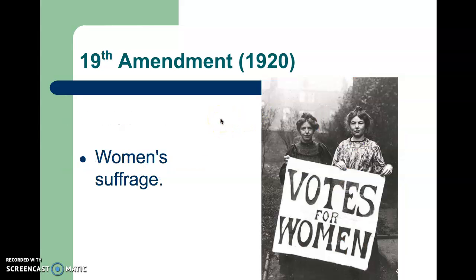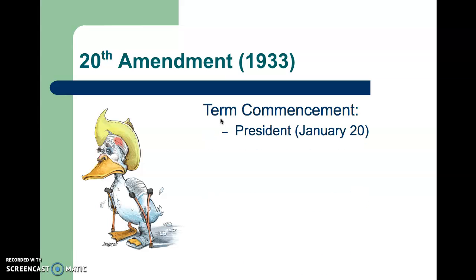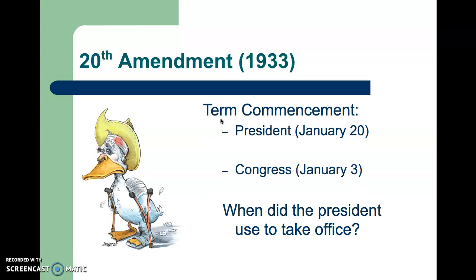19th Amendment. Yay, this is a good one. 1920, women's suffrage. So women have the right to vote. The 20th Amendment in 1933, also known as the Lame Duck Amendment, sets the term commencement beginning dates. So the president now takes office on January the 20th. That's his inauguration. New president is inaugurated on that day. Congress takes over on January 3rd. Used to take office on March 30th.